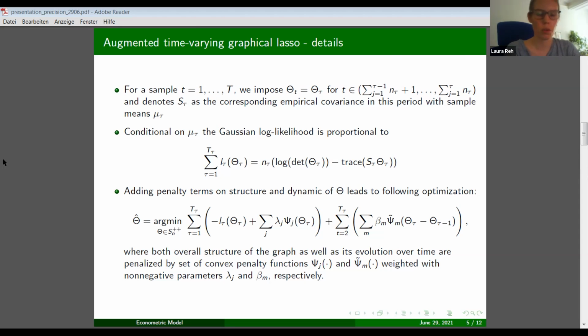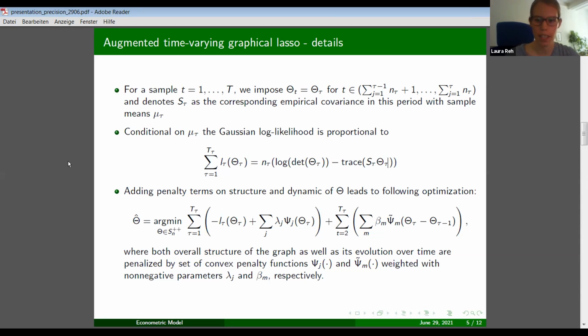If we now condition, so we're not interested in the mean, we just condition on mu tau and omit the constants, then we can write our Gaussian likelihood as proportional to the sum of the log likelihood contributions, which looks like that. We have this representation scaled by the number of observations that we have for each slice. Now in our empirical application, all slices are equal to 150 periods, but in general, of course, we are not restricted to equal slice lengths, and that's something that we might want to explore in the future.